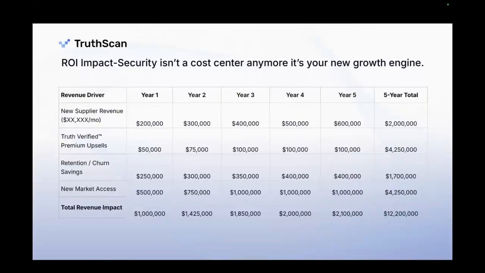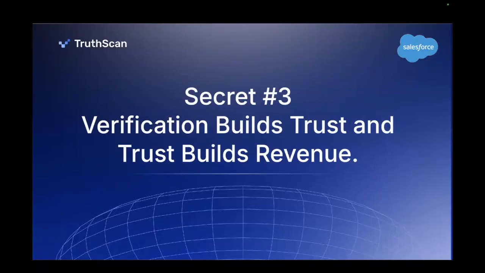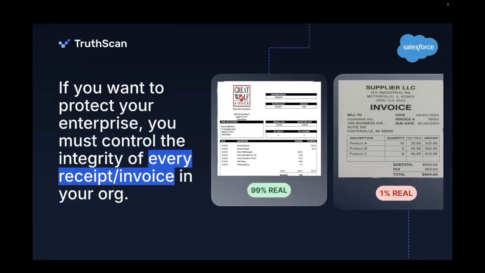So the big thing is, and we talked about changing the paradigm shift of going from security being a cost center to now being a new growth engine. What? Say that again. Yes. From security being a cost center, where we should do this because we may experience loss, to now it being a growth engine that's a part of what you do, because that trust increases your revenue. Let me say that again. Verification builds trust and trust builds revenue. Here's how. Let me show you.